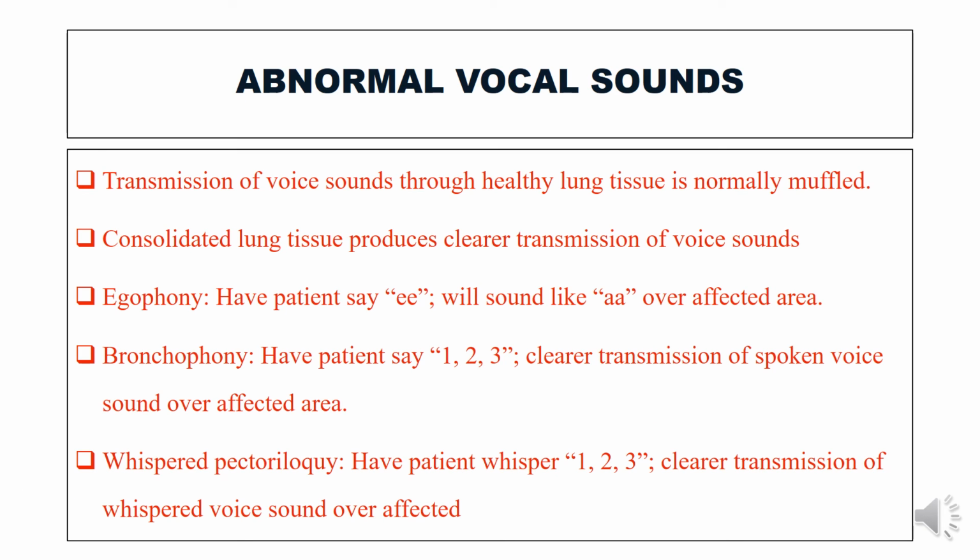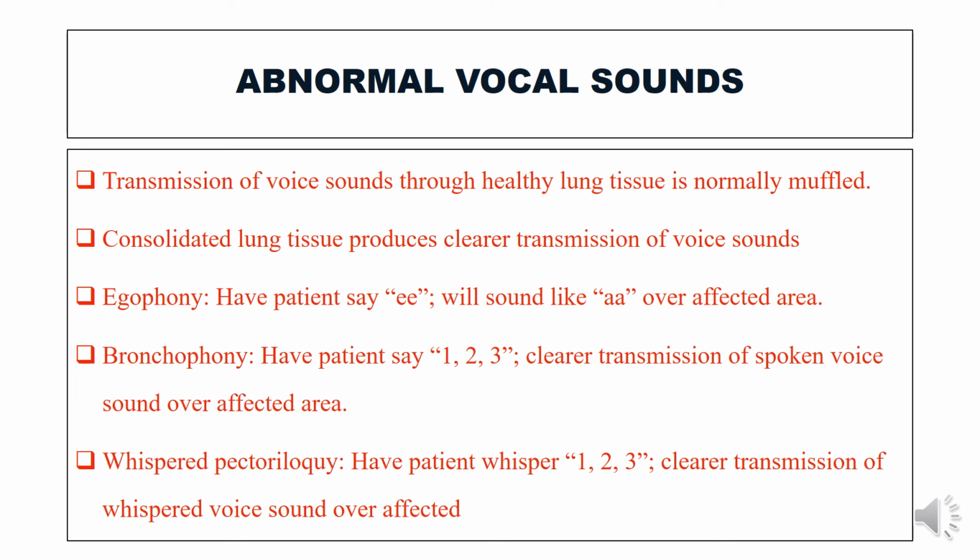During auscultation, certain abnormal vocal sounds also can be identified. Transmission of voice sounds through healthy lung tissue is normally muffled. If the lung tissue is consolidated, it produces clearer transmission of voice sounds. The first abnormal voice sound we can elicit is egophony. In egophony, we assess by asking the patient to say E, which will sound like A over the affected area. Whenever the patient's lung field is affected, if we ask the patient to say E, it will sound like A.